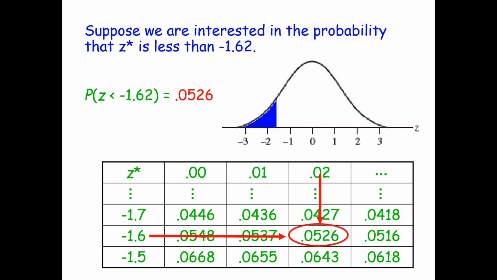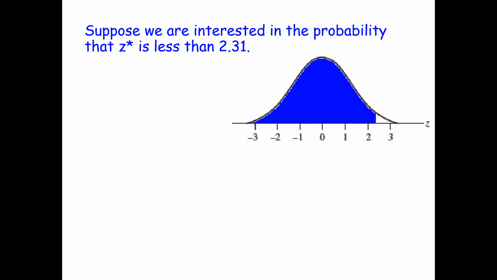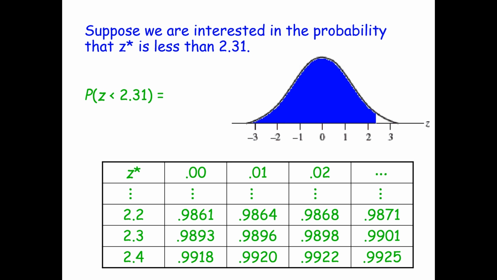So now that we know how to do it, let's have you do one on your own. Suppose we're interested in the probability that Z is less than 2.31. I want you to find that probability for me. Here's the table, so go ahead and push pause and do that. When you're done, push play and let's see if you were right.